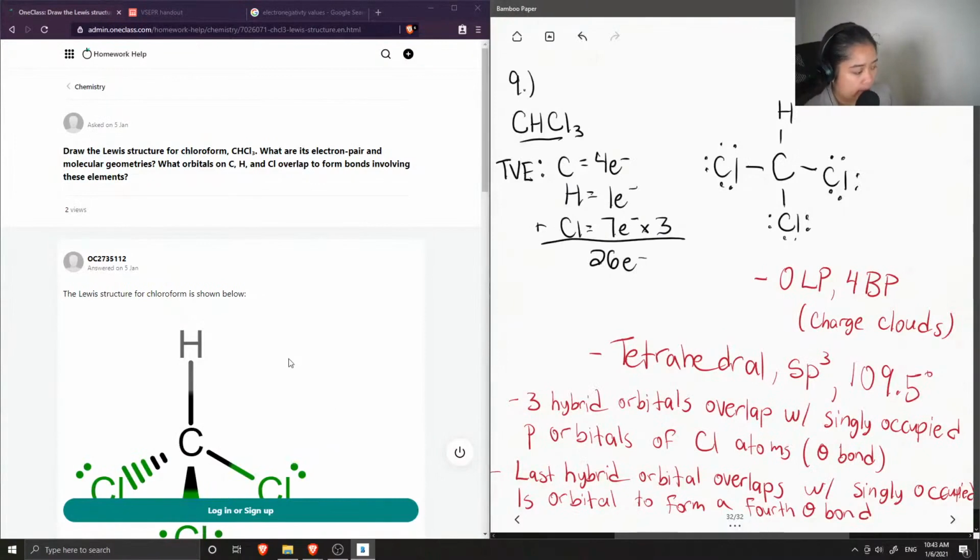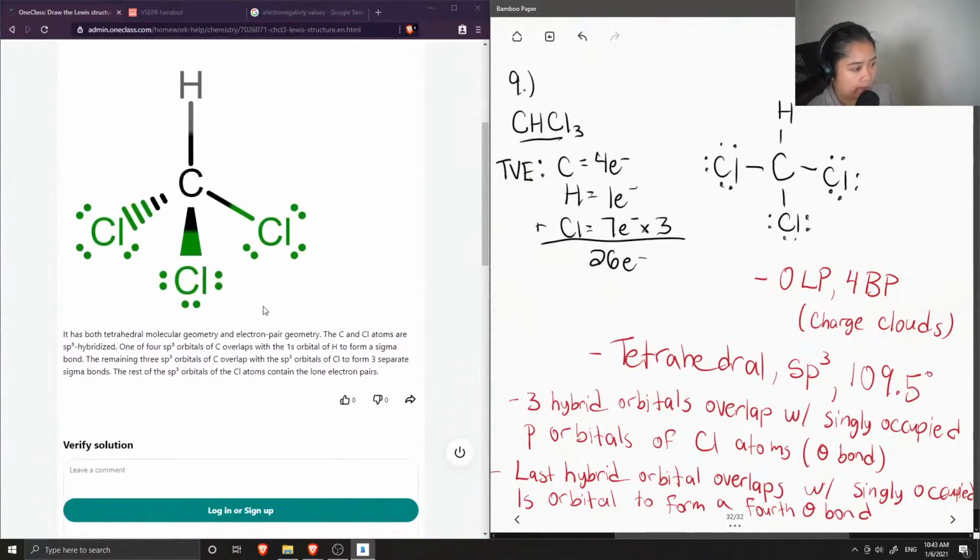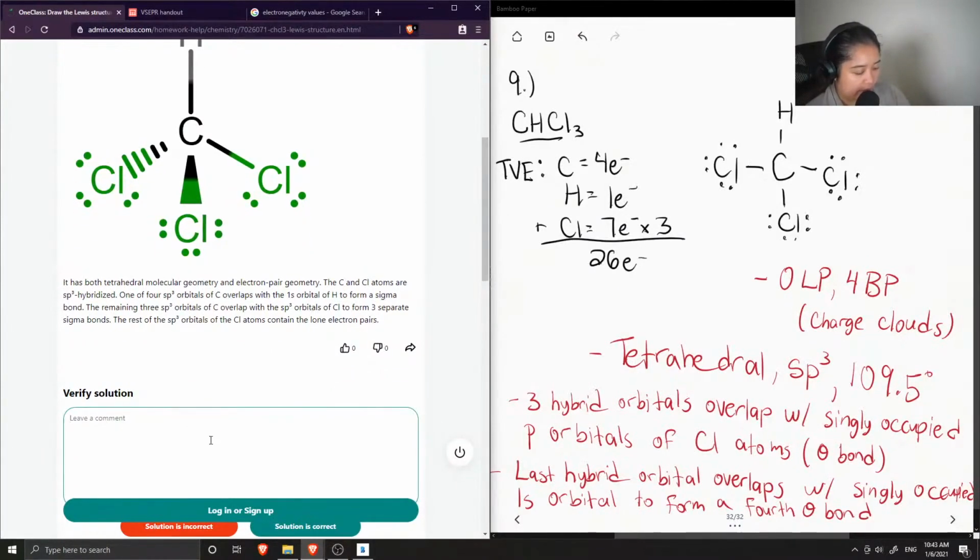Okay, so let's see what the junior tutor said. Lewis structure for chloroform is shown below. So yep, this is correct. It has both tetrahedral molecular geometry and electron-pair geometry. Carbon and chlorine atoms are sp3 hybridized. One of 4 sp3 orbitals of carbon overlaps with the 1s orbital of hydrogen to form a sigma bond. The remaining sp3 orbitals of carbon overlap with the sp3 orbitals of chlorine to form 3 separate sigma bonds. The rest of the sp3 orbitals of the chlorine atoms contain the lone electron pairs. Yep, so this solution is correct.